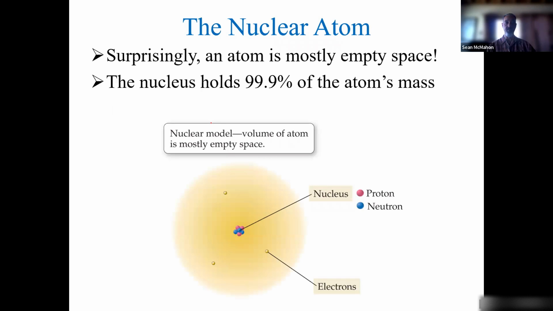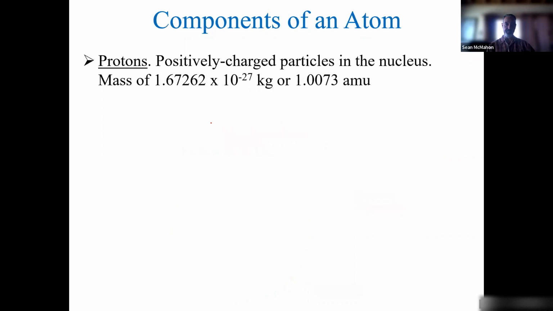So, surprisingly, the majority of it is empty space, and 99.9% of the mass is in the nucleus, held by the protons and the neutrons. So protons are not only positively charged, they have a mass. Now, the mass, relative to macro, is extremely small.